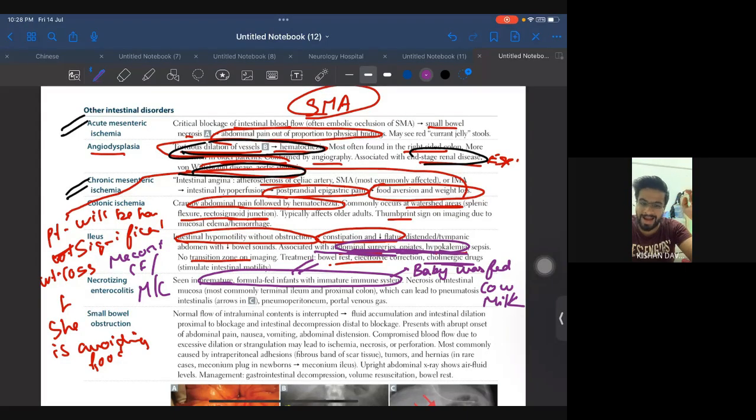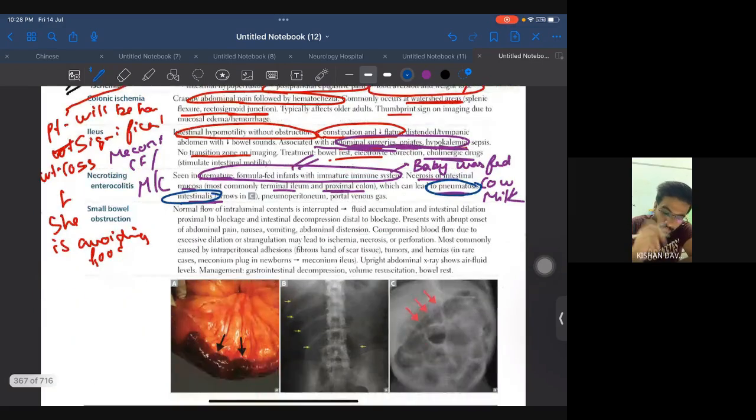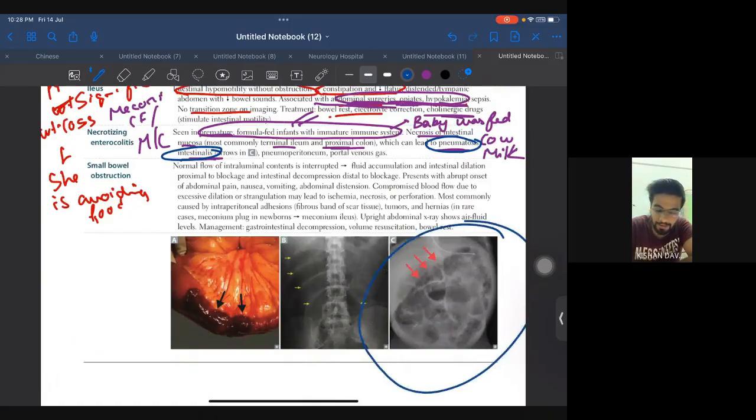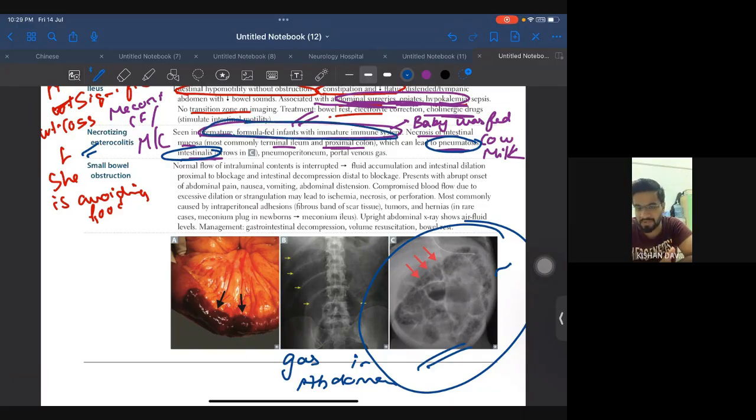Necrosis of intestinal mucosa, terminal ileum and proximal colon, which can lead to pneumatosis intestinalis. This is another word to know: pneumatosis intestinalis. And the important diagram is this. This radiological image is very important: gas in the abdomen. So necrotizing enterocolitis is very important, and they will give you this image, or they will give you formula fed infants.